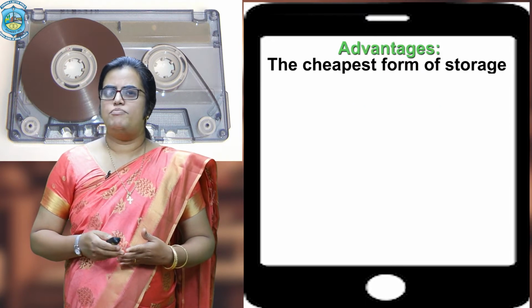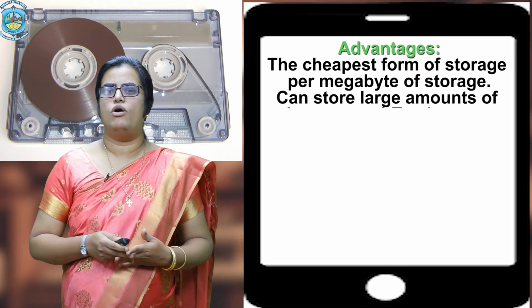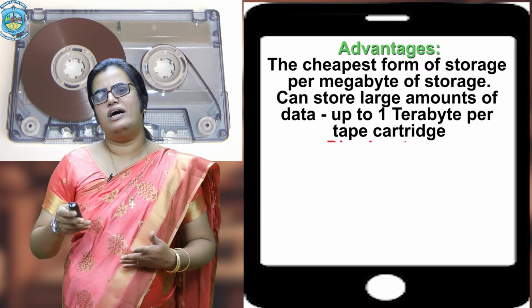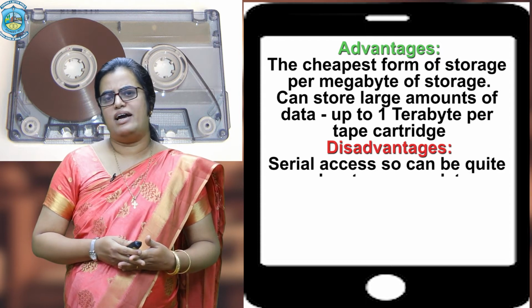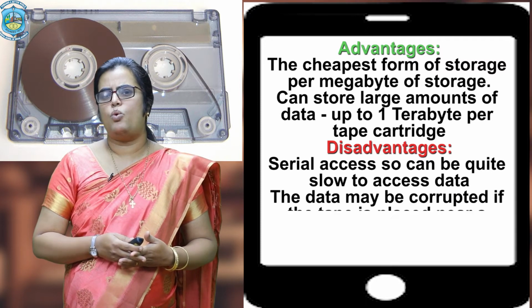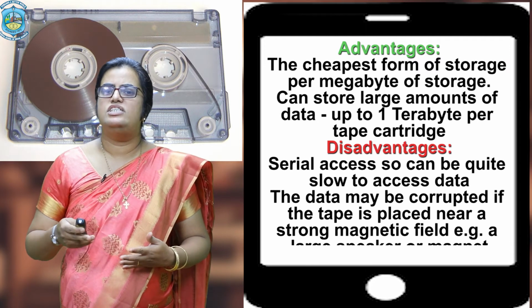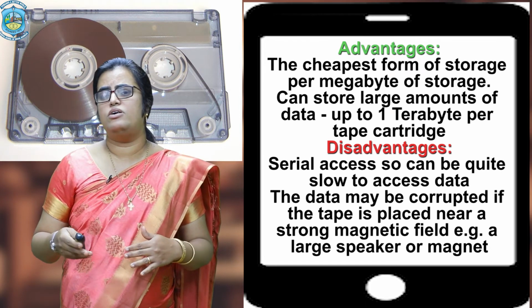The advantages of magnetic tapes are that they are the cheapest form of storage per megabyte of storage. They can store large amounts of data, up to 1 terabyte per tape cartridge. The disadvantages of magnetic tape drives are that the serial access can be quite slow to access data. The data may be corrupted if the tape is placed near a strong magnetic field, for example a large speaker or a magnet.